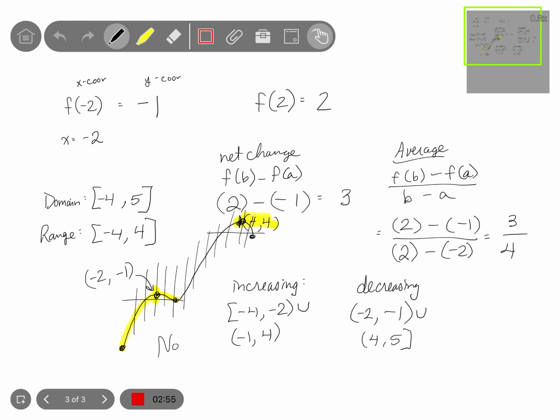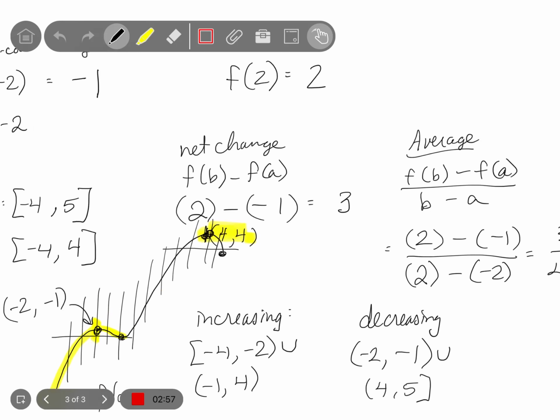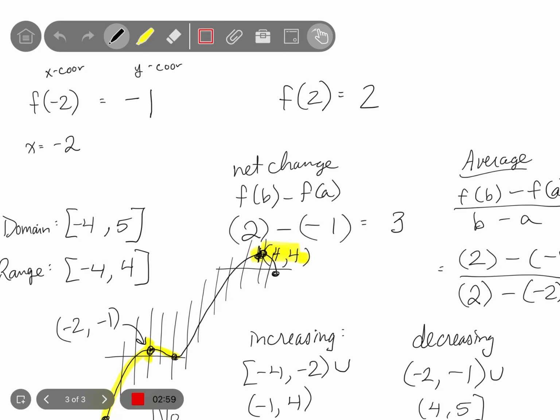Then the last one in this video, and this is the one where it gives you the picture and you have to find all the different pieces. And so on the first one, it says find f of negative 2, which means I go back negative 2 spaces and I find the y coordinate to evaluate it, which was at negative 1. So the answer for that first one would be negative 1.